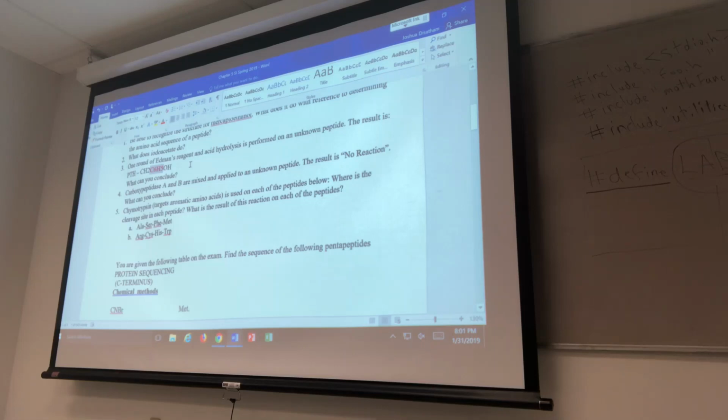Yes? What does PCH mean? I have no idea. It's the structure for the Edman's reagent. It's a really complicated looking structure. I don't know what it looks like off the top of my head, but it's just the shorthand notation for Edman's reagent.